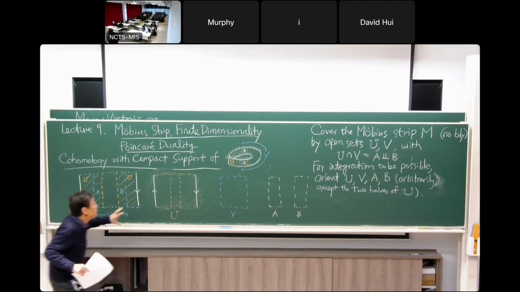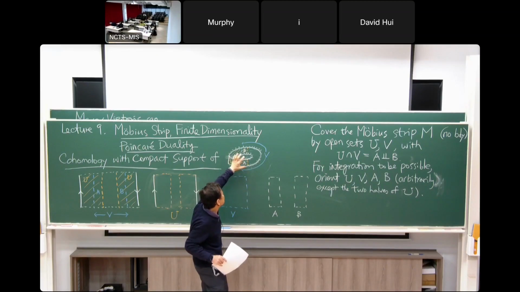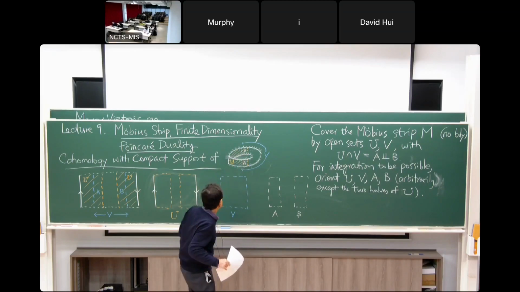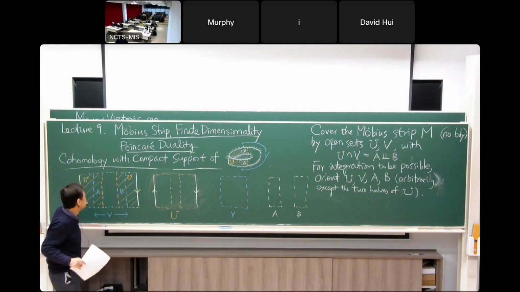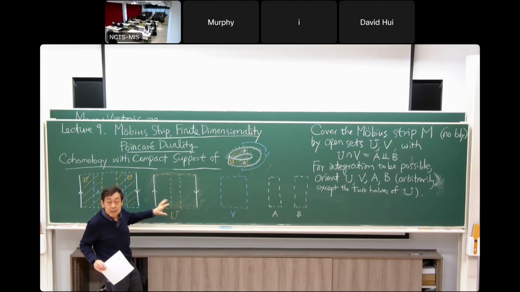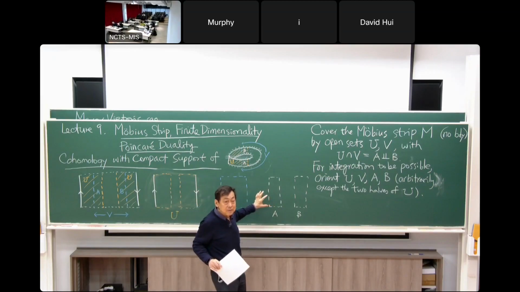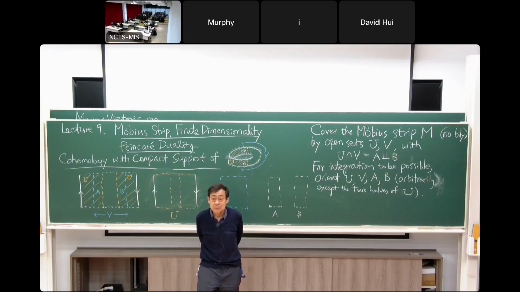Okay, so we covered the open Möbius strip with two open sets, U and V, like this. And the intersection of U and V consists of two components, A and B. And so we've got these four open sets, U, V, A, B, which are all open rectangles, and they are diffeomorphic to R2. So we know their cohomology with compact support.